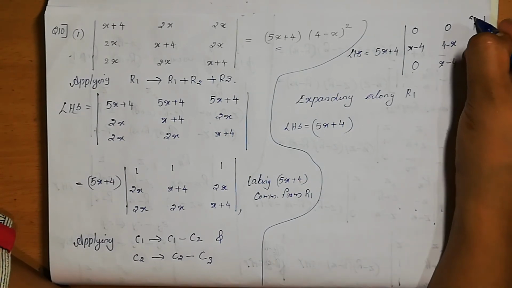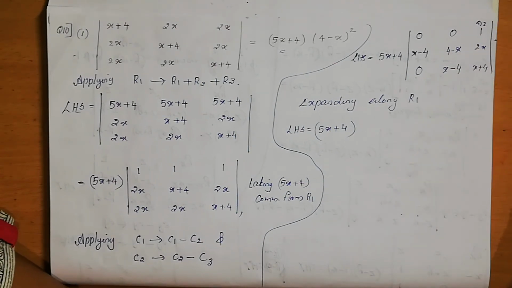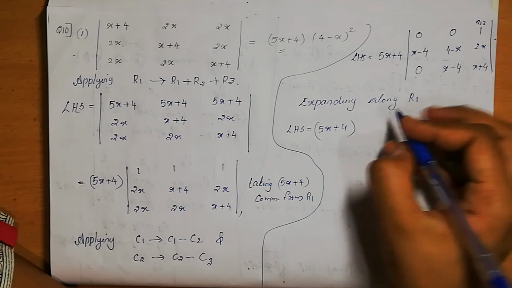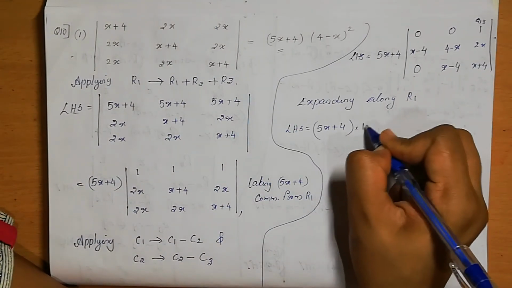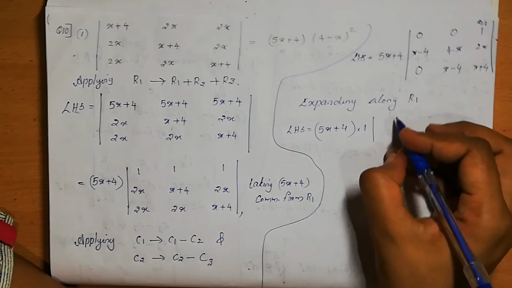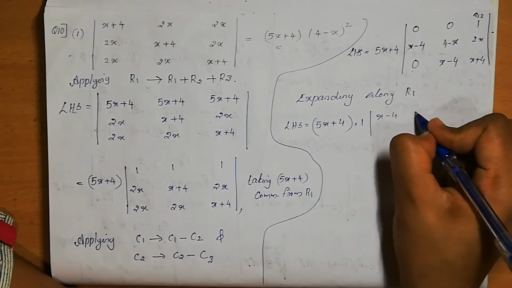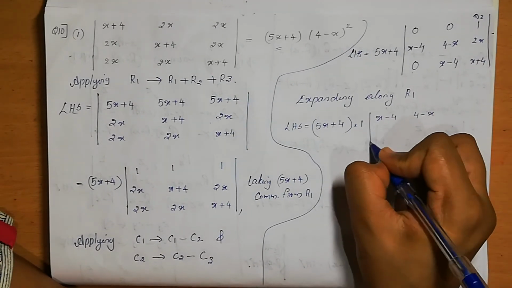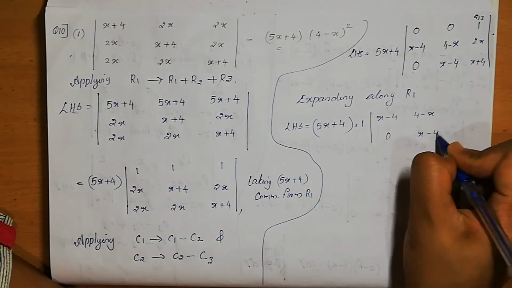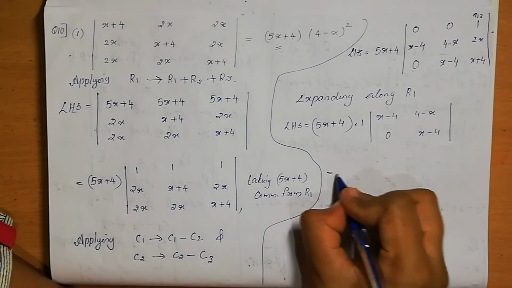That means first row, third element, A13. Minus 1 to the power 4 means positive only. That means 1 into, and that row and column will go. So what is remaining? x minus 4, 4 minus x, 0, x minus 4. Now we can do the cross multiplication.